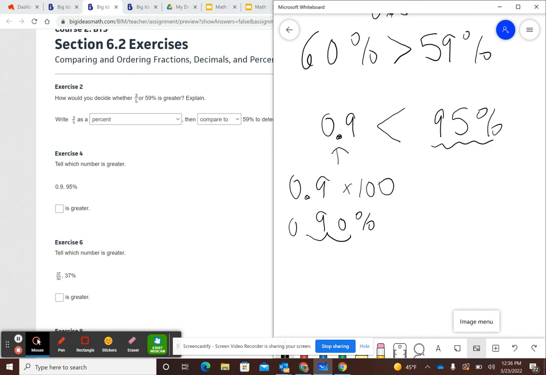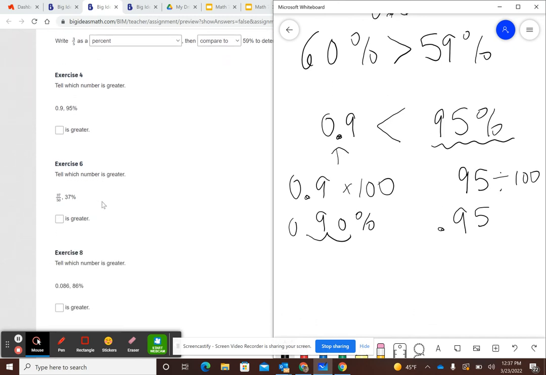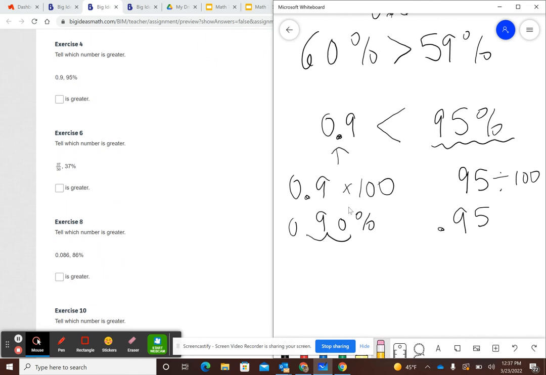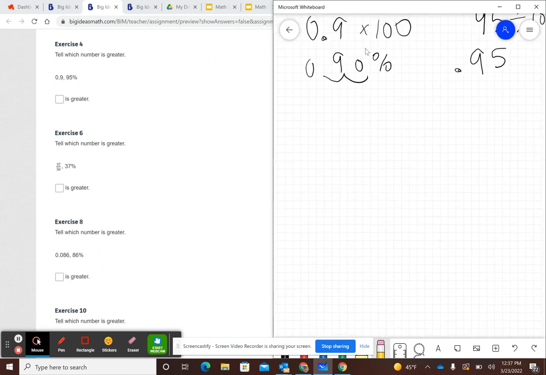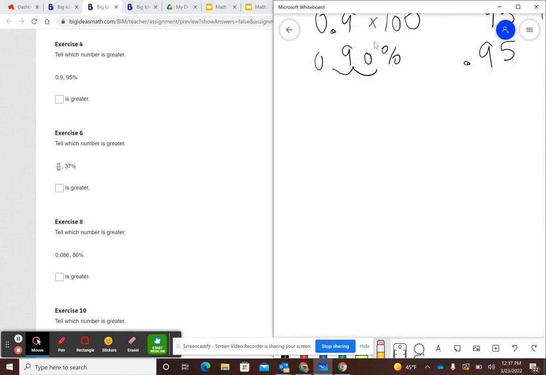Now, if I wanted to, I could have converted 95 percent to a decimal. And remember, when you're going back the opposite direction, you're going to divide by 100. So 95% written as a decimal would be 0.95 or 95 hundredths. So again, you could either change the decimal to a percent and compare, or you could have changed the percent to a decimal to compare. Let's do at least one more example, and then you can try the rest on your own. And you definitely want to use a calculator.